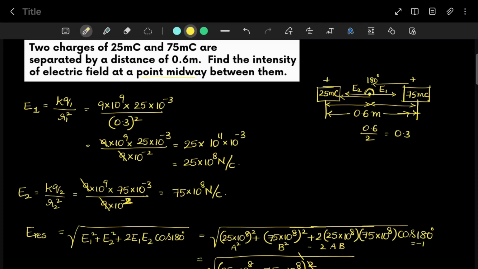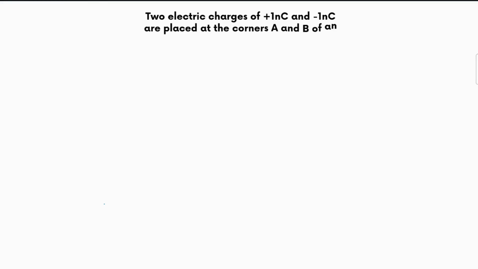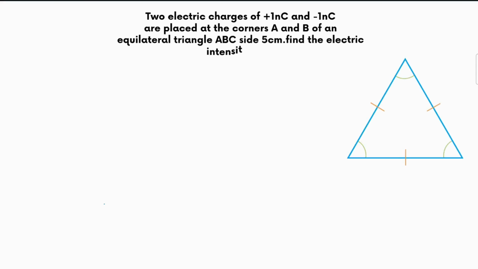So that is regarding finding the electric field due to the two charges at the point midway between them. Here comes the next question: two electric charges plus 1 nanocoulomb and minus 1 nanocoulomb are placed at the corners A and B of an equilateral triangle of side 5 cm. Find the electric field intensity at point C. Just have a look at that particular question.